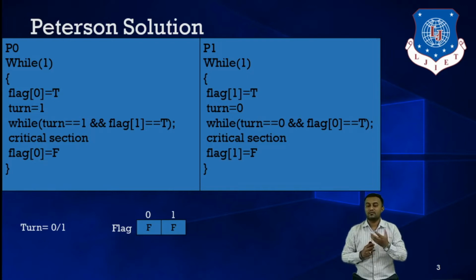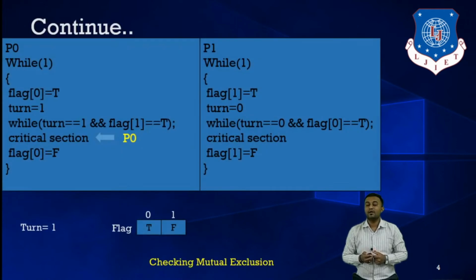So by having this set of code and these two variables, let us discuss whether we can achieve the first criterion, which is mutual exclusion. So let us discuss this. By considering the same set of code, in this particular figure we are going to check mutual exclusion.